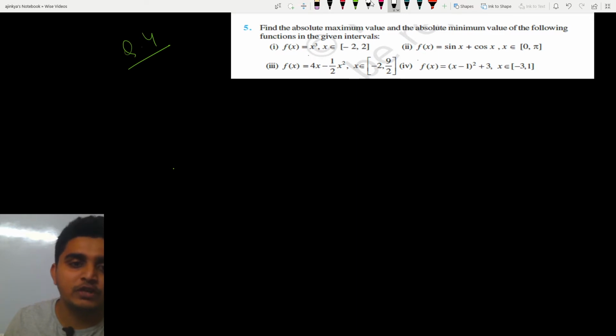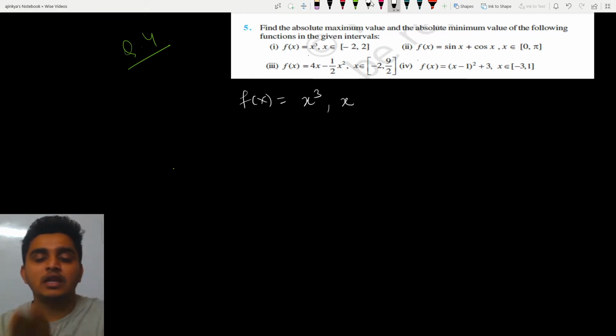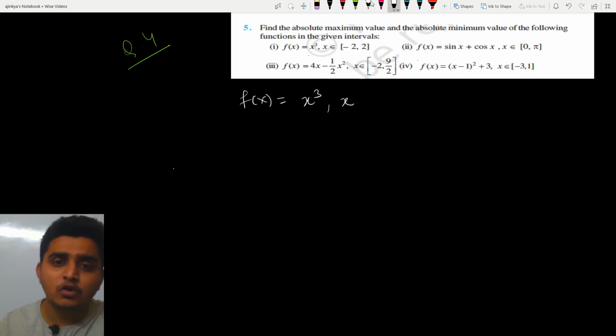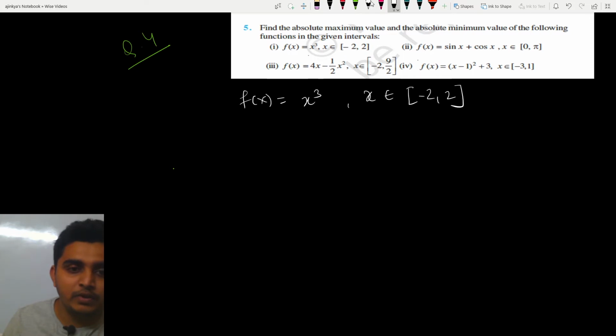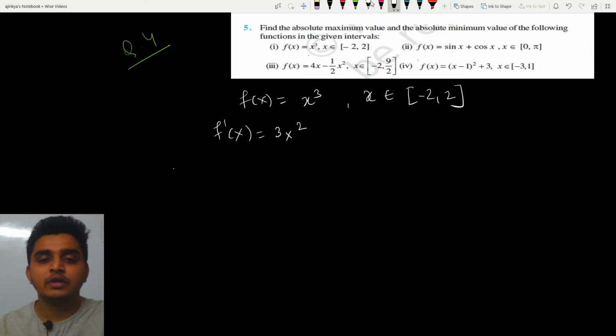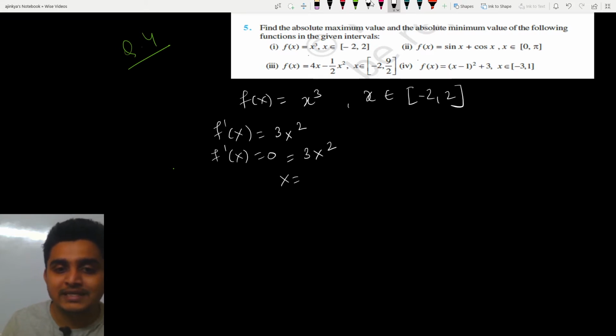the first part of question number 5, which says f of x equals x cube, and it also gives another function, which is equal to x. So first we will only go through x cube, when x belongs to minus 2 to 2. Now if we take the first derivative test, what will it be? It will be f dash of x equals 3x square. If we equate f dash of x to 0, it will be 3x square equals 0, which also means x equals 0.